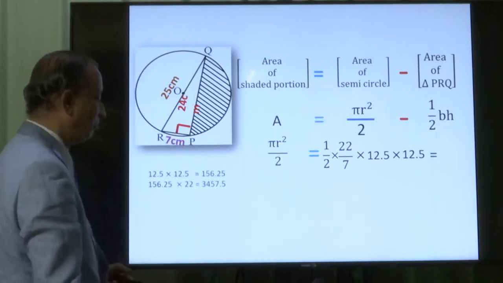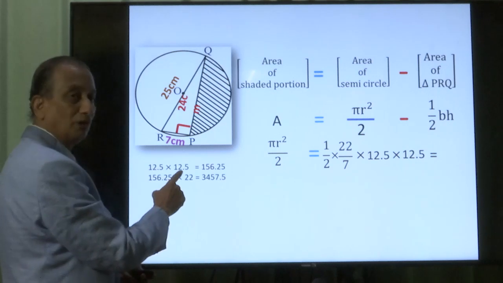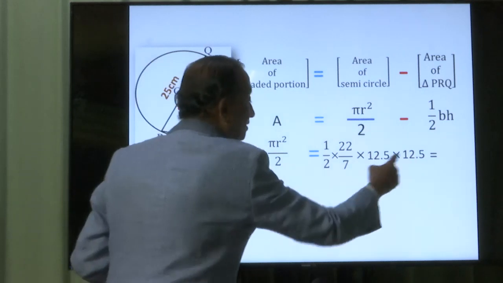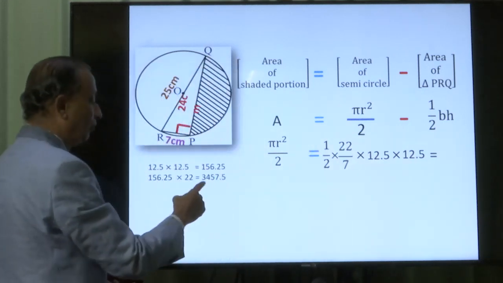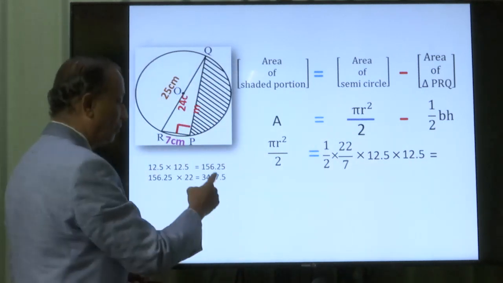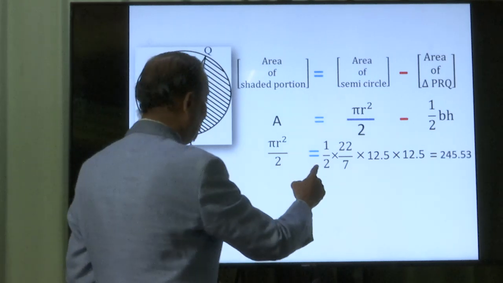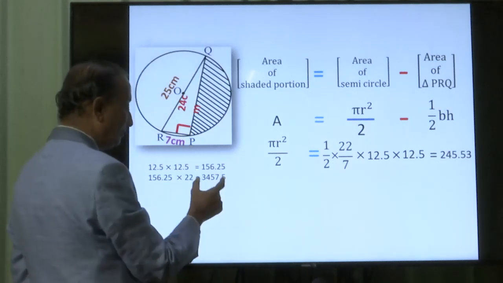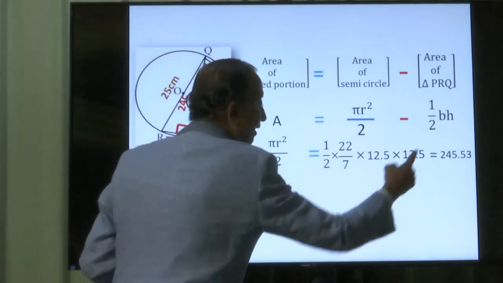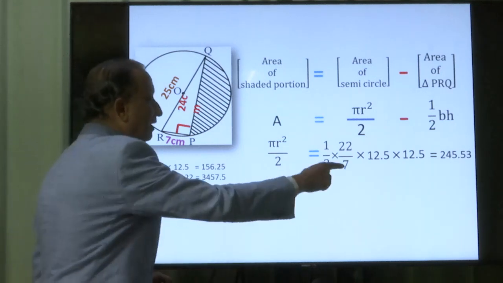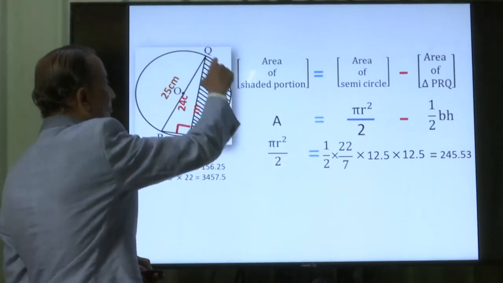So, on simplification, 12.5 into 12.5 is 156.25, and this multiplied by 22 will become 3437.5. And if you divide this by 14, upon dividing it by 14 will become 245.53. So, this is the area of this semicircle.